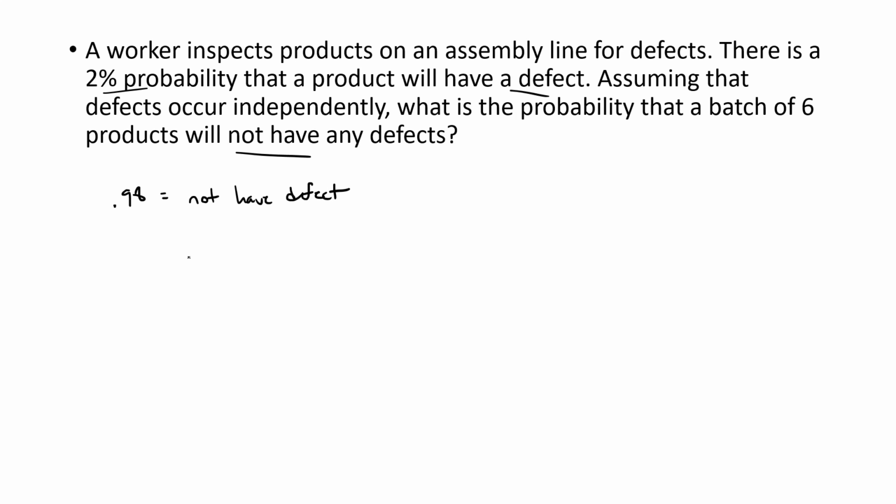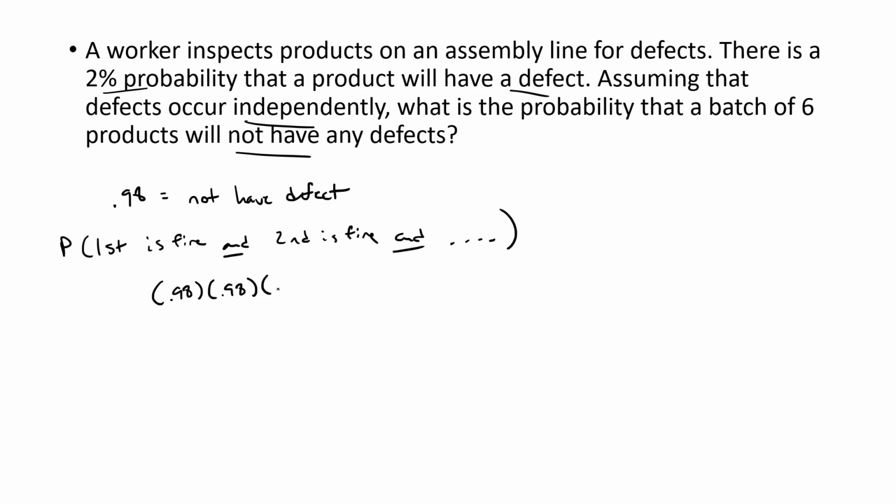And so what we are asking is the probability that the first is fine, has no defects, and the second is fine, and the third is fine, and so on and so forth. But because these are independent events, that simply means we can multiply the individual probabilities together. And so we will simply say 0.98 times 0.98 6 times, or of course, we can just say to the 6th power.